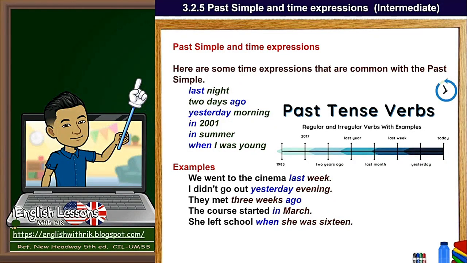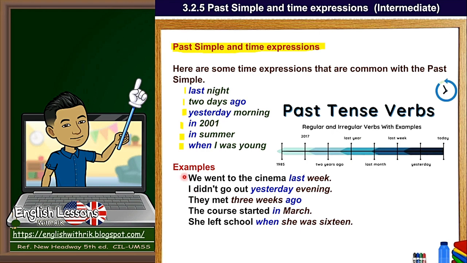Past simple and time expressions. Here are some time expressions that are common with the past simple. Last night. 2 days ago. Yesterday morning. In 2001. In summer. When I was young. Here are some examples.